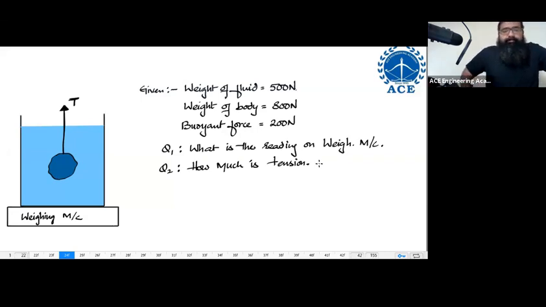This kind of question is a good question for GATE, good question for IAS, very, very good question for interview. As a matter of fact, the concept of buoyancy is one of the favorite topics for interviews. People love buoyancy in interviews. Those who are asking, of course. Those who are replying, it depends on you.